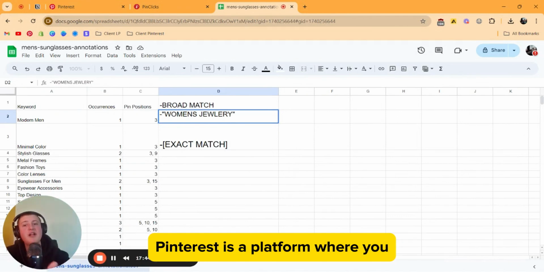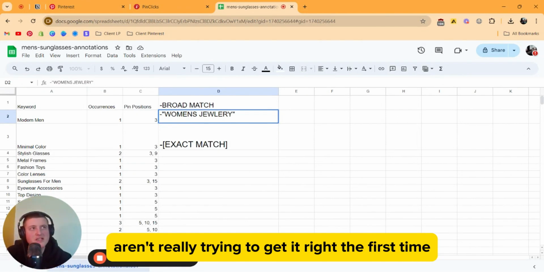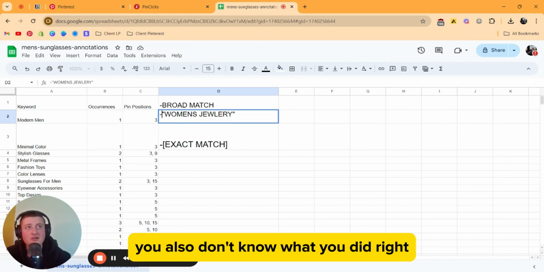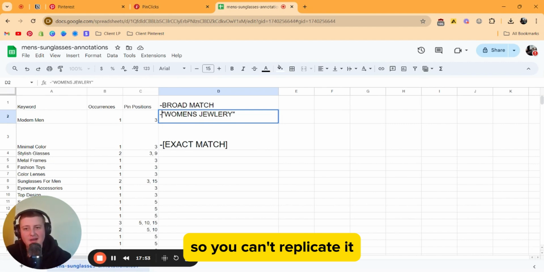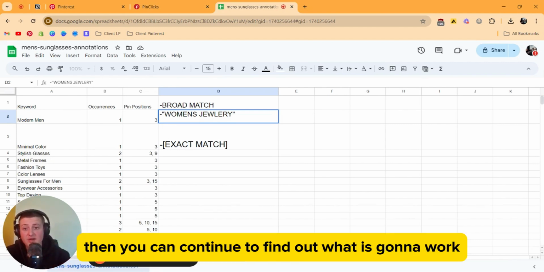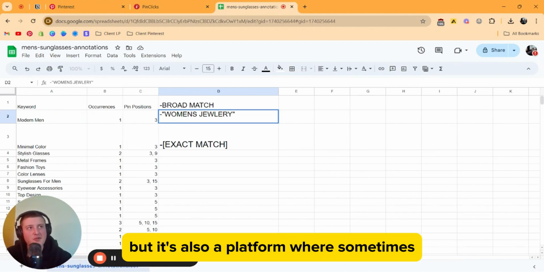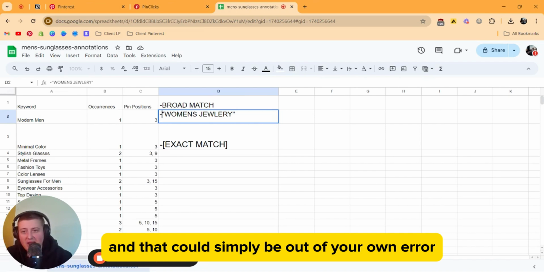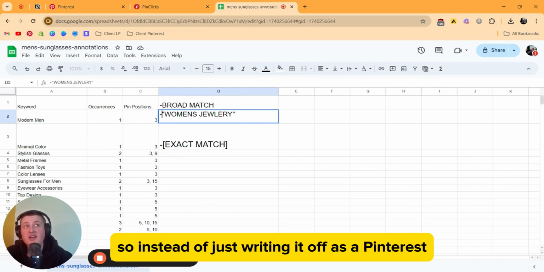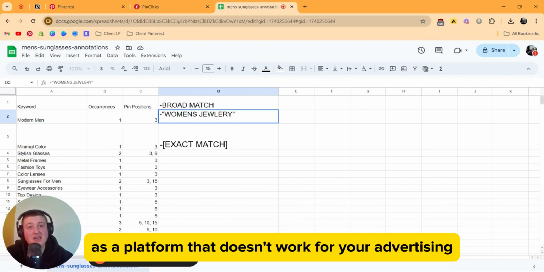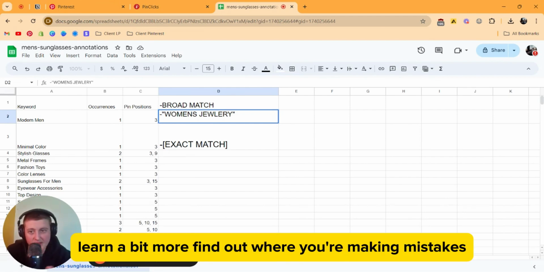Pinterest is a platform where you aren't really trying to get it right the first time. Because if you do get it right the first time, you sort of don't know what to fix. You also don't know what you did right, so you can't replicate it. So making those mistakes is essential with Pinterest, so then you can continue to find out what is going to work. But it's also a platform where sometimes it doesn't work at all. And that could simply be out of your own error where you've simply just done something wrong. So instead of just writing off Pinterest as a platform that doesn't work for your advertising, watch these videos, learn a bit more, find out where you're making mistakes.